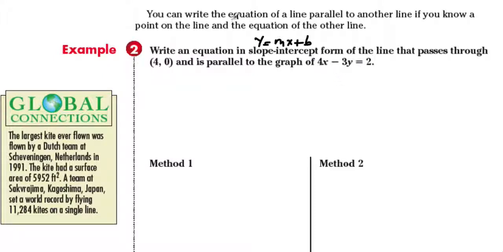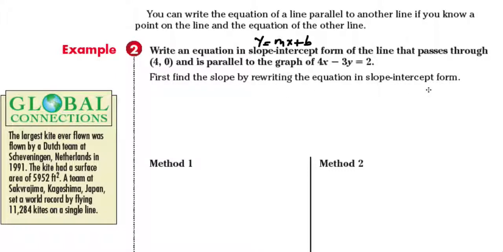Okay, so what do we do? We want to find the slope by rewriting the equation in slope-intercept form. We can actually find the slope right away by using the formula m equals negative a over b, finding the slope from standard form, because we know that this is in standard form, and we know that a is 4, and b is negative 3, so it's negative 4 over negative 3, so the slope would be 4/3.